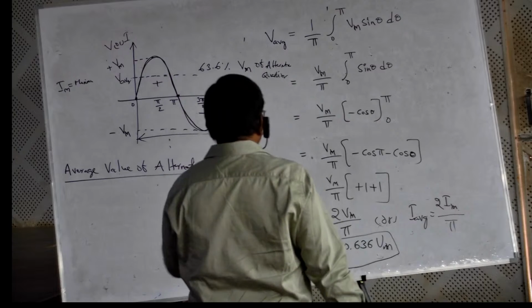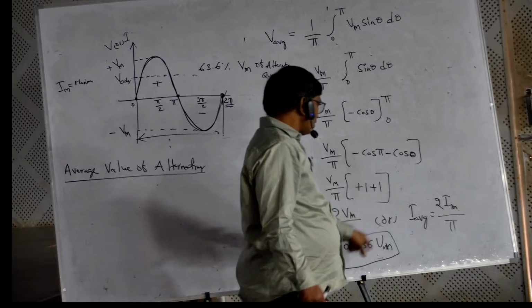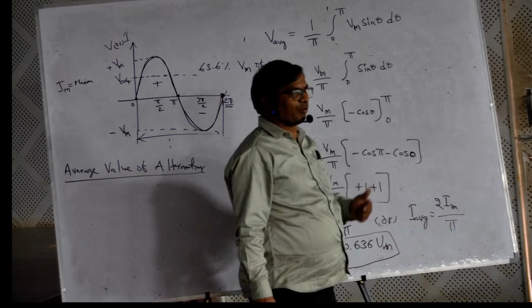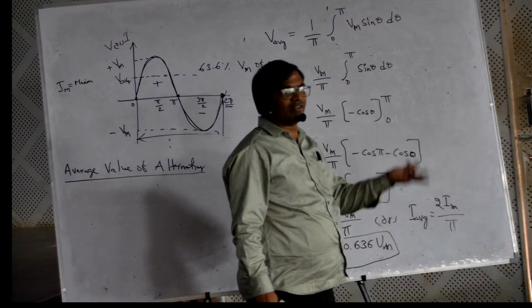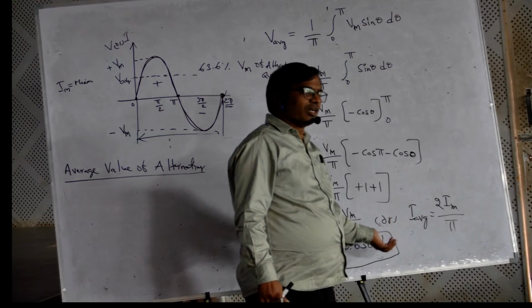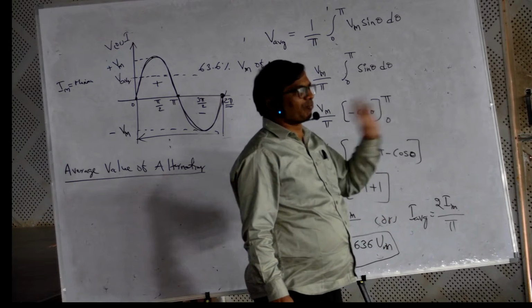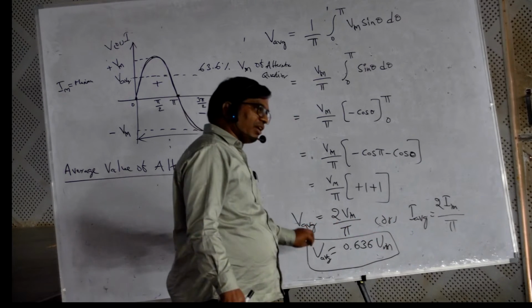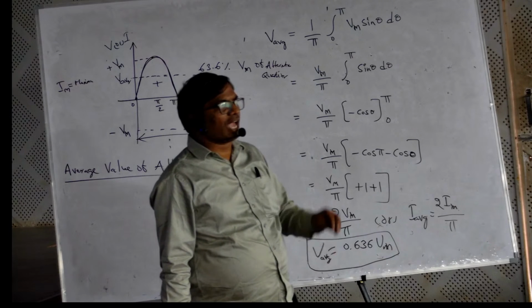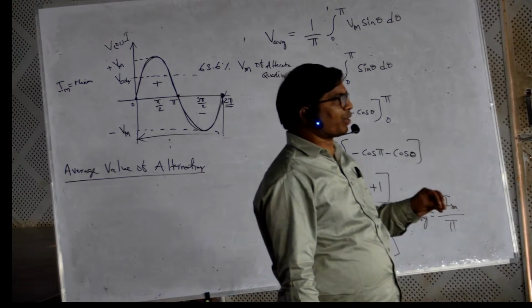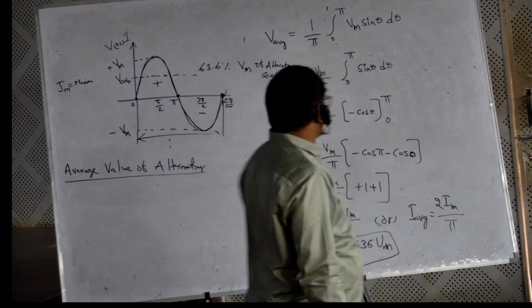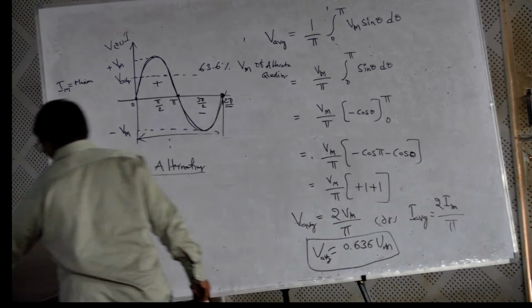So this is the formula you have to use for average value. Vm will be given, 100, 200 or 300. What is the average value? 0.636 into Vm. Simple formula. So kindly note down, this formula is very, very important with respect to problems as well as derivation. So the average value is over.